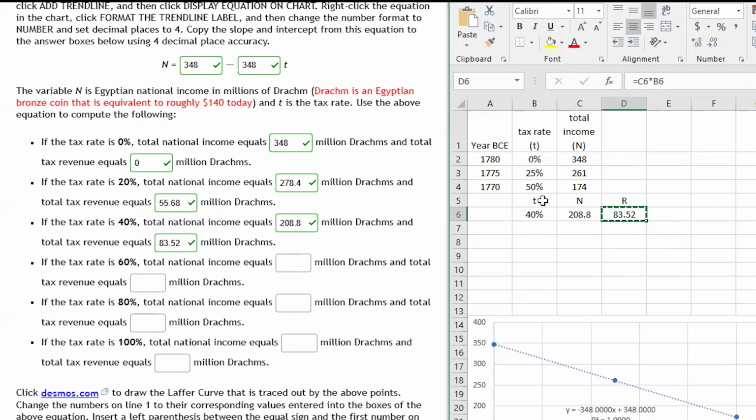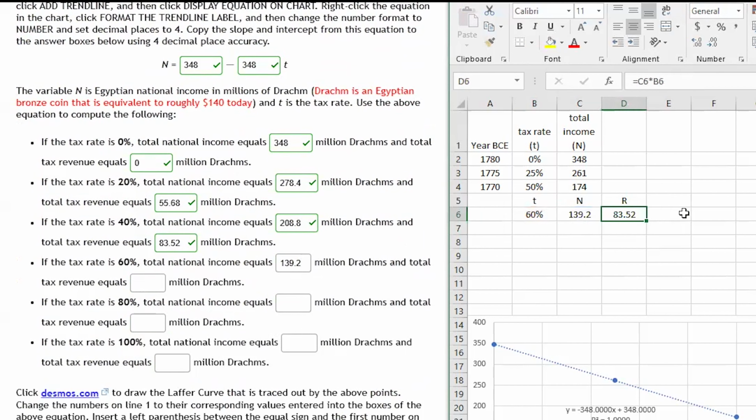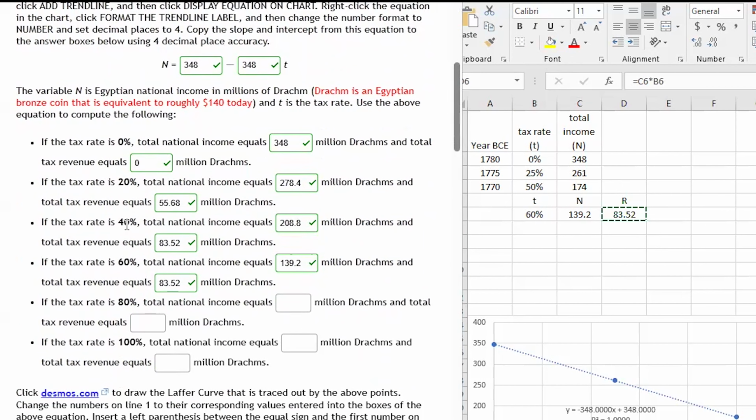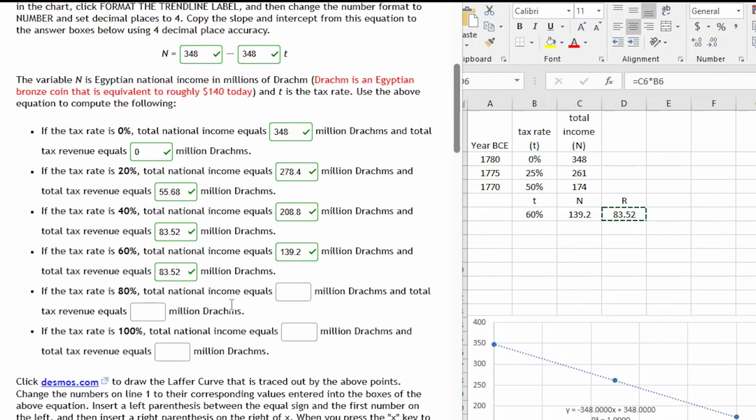And we're going to continue doing this, keep raising the tax rate. Raising the tax rate either causes people to work less or it's going to drive commerce under the table, just like it does in New York City. And then the tax revenue, 60% of this smaller amount of income, is 83.52. Notice what happened here. At 40%, national income is 208.8 million. Tax revenue is 83.52 million. At 60%, national income is 139.2 million. And tax revenue is the same as it would have been had the tax rate been kept at 40%. This is an observation that occurred in the 14th century by this North African scholar and recorded in the Muqaddimah. These aren't the actual numbers. These are just for simulation.